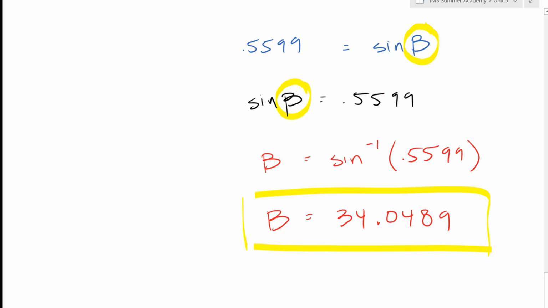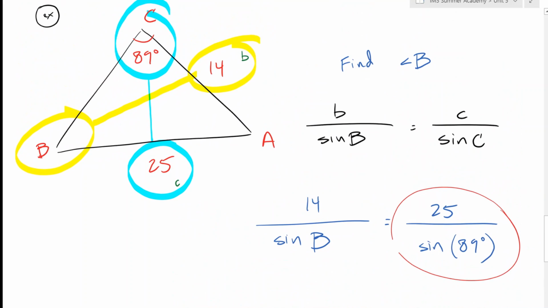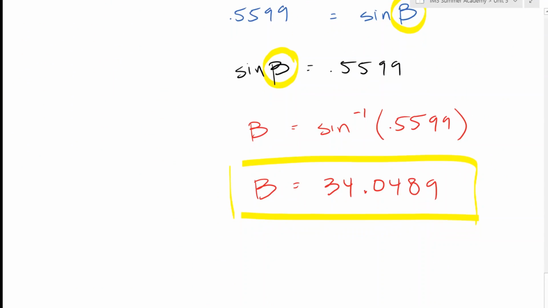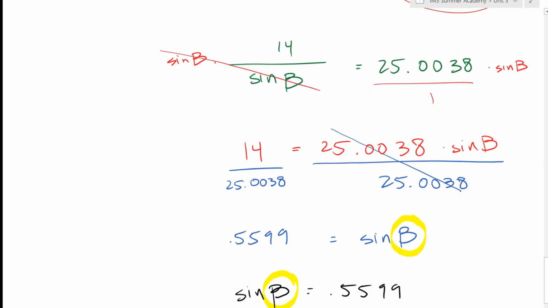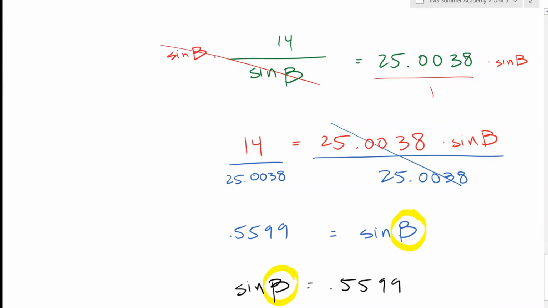Now I won't stop right there. Let's check again, make sure everything works out. This is big B, but we have to remember big B is an angle. So this right here, 34 point something, is an angle. It has to be in degrees, 34 degrees. If you get something that's way too big, like bigger than 180, because the whole triangle adds up to 180, something's off. Okay, so this is in a good neighborhood. This one's 34. We've got an angle of 89. This all looks like it could be a good triangle.